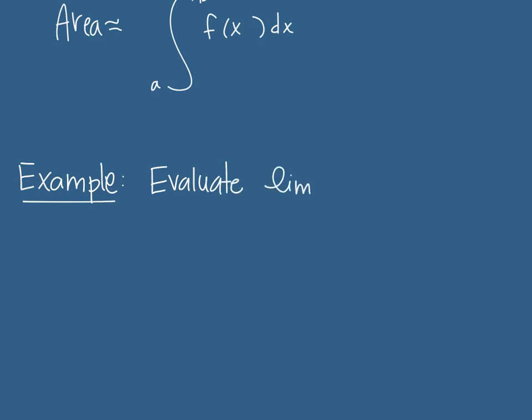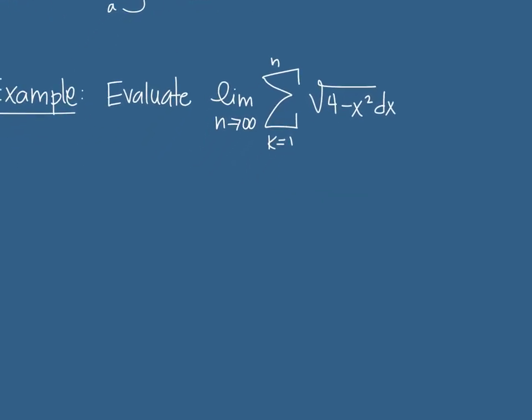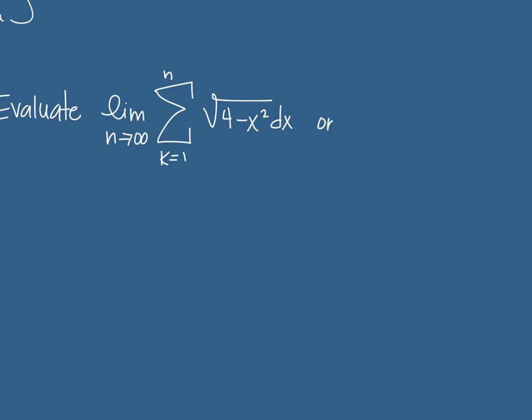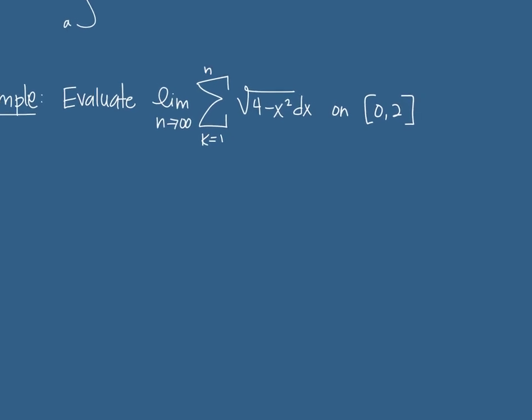All right, so here we go. Evaluate the limit as n approaches infinity of the sigma as k goes from 1 to n of the square root of 4 minus x squared dx. Right? And you look at that and you're like, okay, that just looks horrific. On 0 to 2. So that means infinitely many rectangles all squeezed in underneath that little graph.